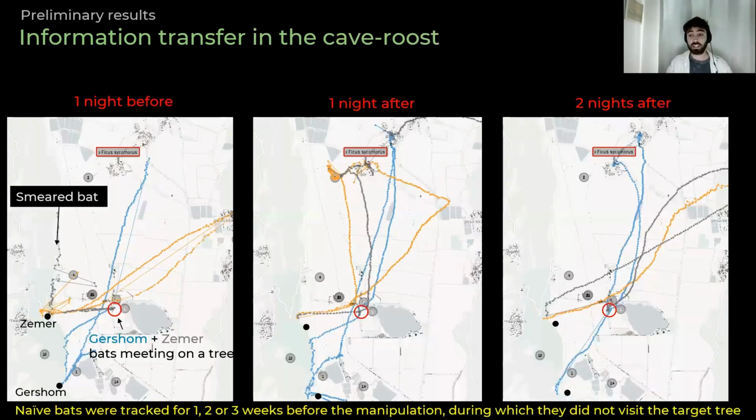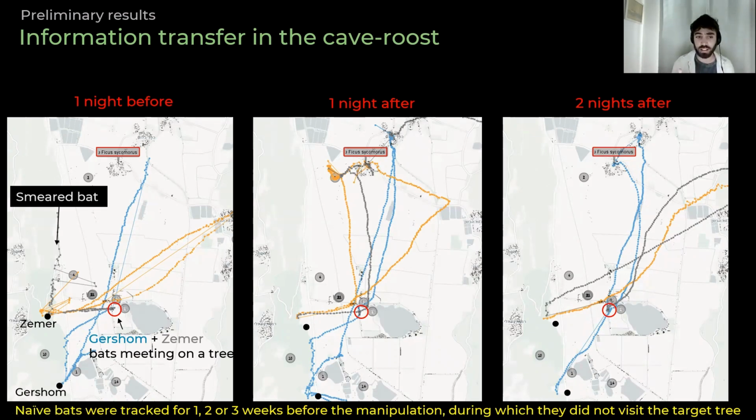And this is the result of the information transfer experiment. On the left, you can see one night before the manipulation, with the Ficus sycomorus here in the north. This is me driving in gray with a smeared bat and releasing him in the small cave over here. And this is the movement that they did during this night before they met this smeared individual. And then this is one night after the manipulation. You can see that the orange naive bat visits this Ficus sycomorus, so apparently learned something new.